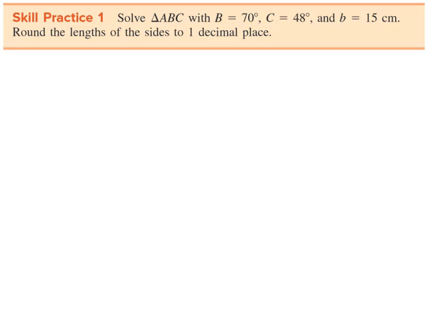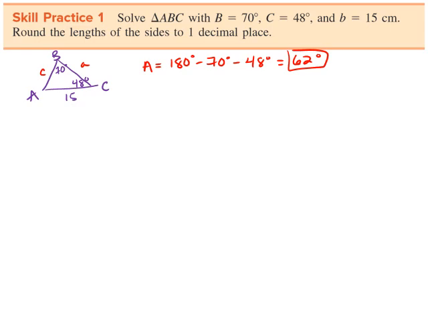Let's try this example. I think it's helpful to sketch a little picture. So A, B, C. Angle B is 70 degrees, C is 48 degrees, and side B is 15 centimeters. In order to solve this, we need to find side A, side C, and angle A. Angle A is probably the easiest to find because I can take 180, subtract 70 and 48 degrees to get 62 degrees.